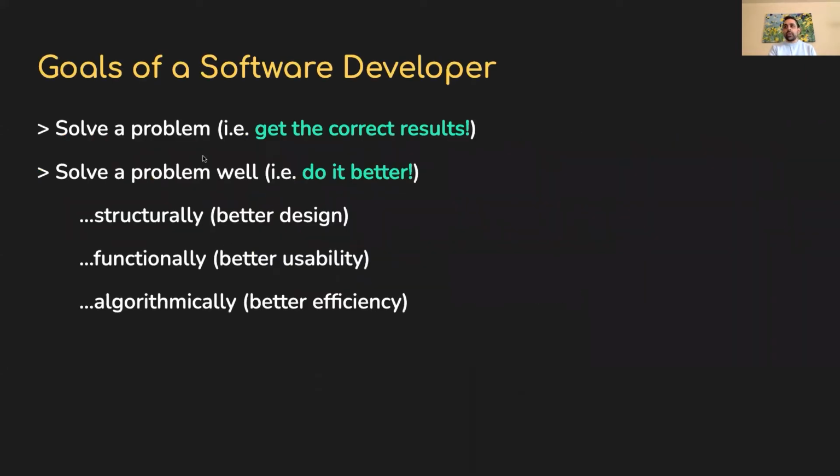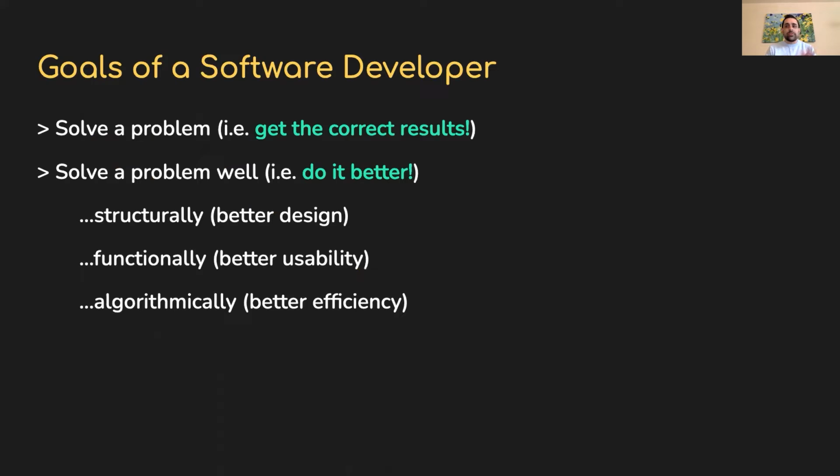So you've maybe seen this slide before because I have shown it to you. Again, the goals of a software developer are twofold. I'm making it really simple here. One is to solve a problem. So if you're given a project or an assignment or some requirements, you need to solve whatever needs to be done. No matter how you solve it, you need to make sure it works.